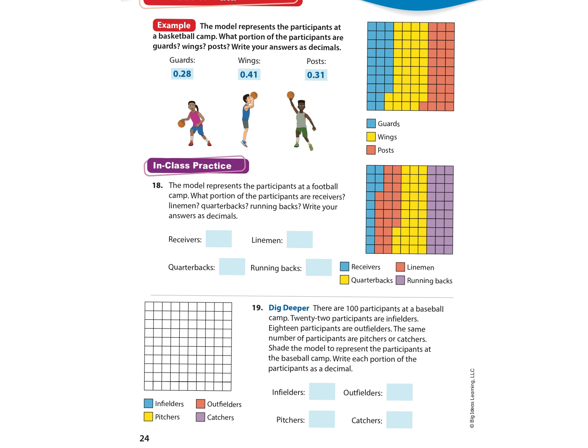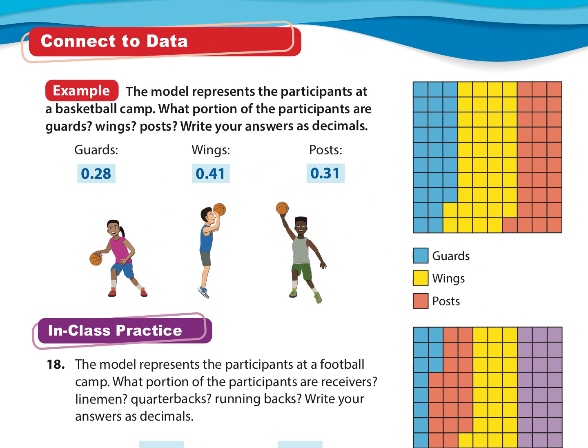Okay, we have an example already done for us. It says the model represents the participants at basketball camp. What portion of the participants are guards, wings, posts? Write your answers as decimals. So it already has everything colored and shaded in for us, and it gives us a color key. So we can see that all the blue is representing guards. So I have 10, 20, 28 hundredths. They wrote it as 0.28.